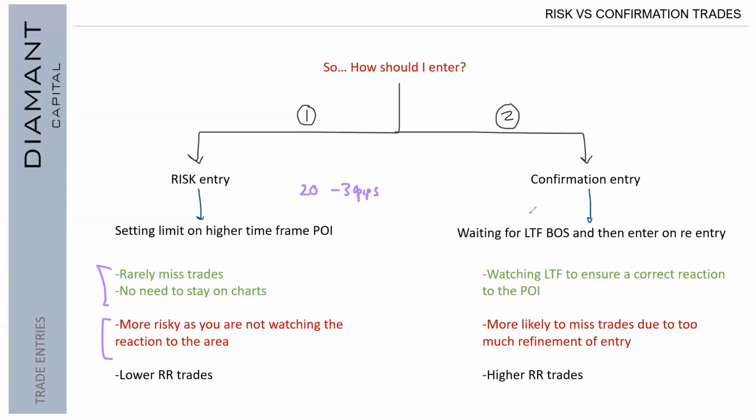In terms of confirmation entries, what that's going to mean is something like this. You have your point of interest up here, go up top, have some kind of break of structure, which I'm going to be explaining in the next few slides, and then enter, for example, down here. So rather than having this as your stop loss, you can have something like this.